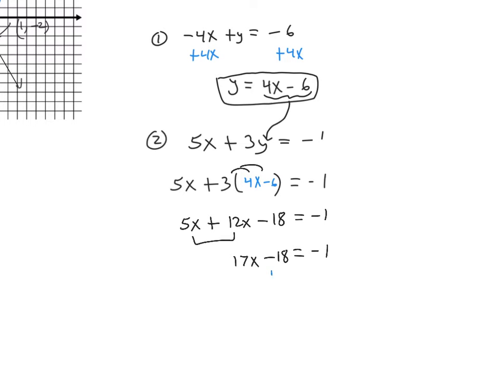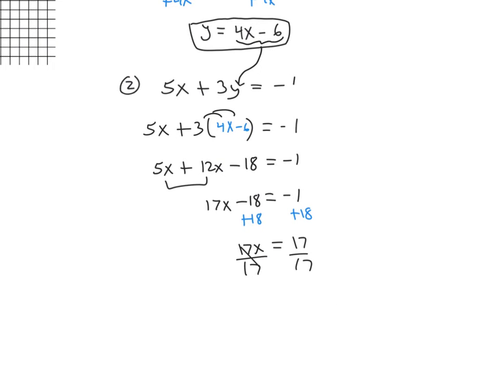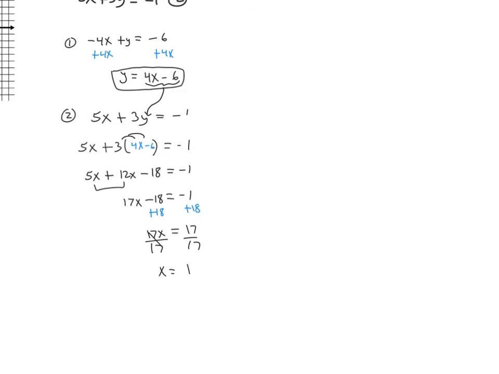And if I add 18 to both sides, I get 17 over here. And if I divide both sides by 17, I end up with x equals 1. Okay, so now that I have my x value, I'm still not done. I got to go back and get my y value.